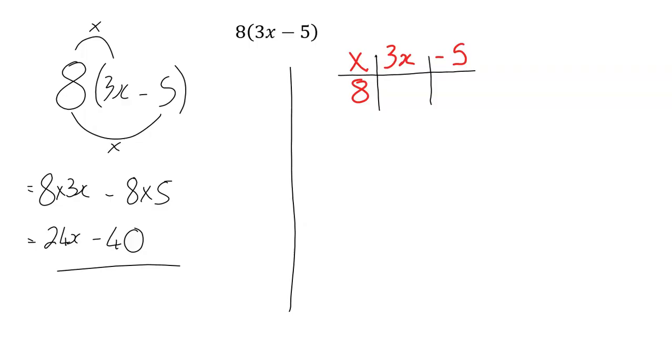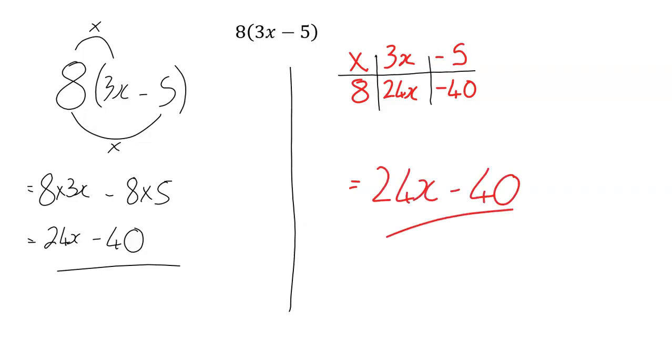Then we do what we did before. Each box is the product of the row and column it lies in. So the first box here will become 24x because it's 8 times the 3x. Then the second box is given by 8 times the minus 5. 8 times minus 5 gives you take away 40. So then my final solution is 24x take away 40. Again, the exact same solution. I've got two different ways of doing it, two different ways of getting the exact same solution. Both work fine and dandy.